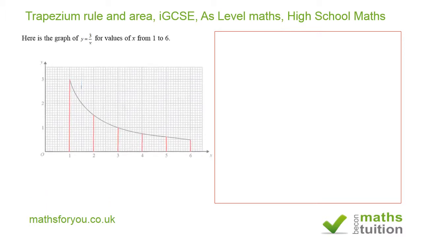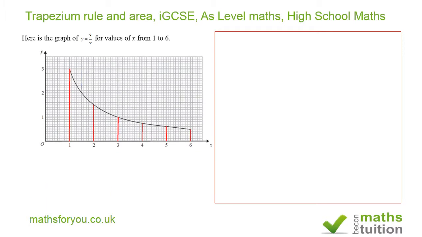It says, here's the graph of y is equal to 3 over x for values of x from 1 to 6. It then goes on to say, use the trapezium rule to find the area of the region under the curve y is equal to 3 over x and between x is equal to 1. So when x is equal to 1, which is from there to there.